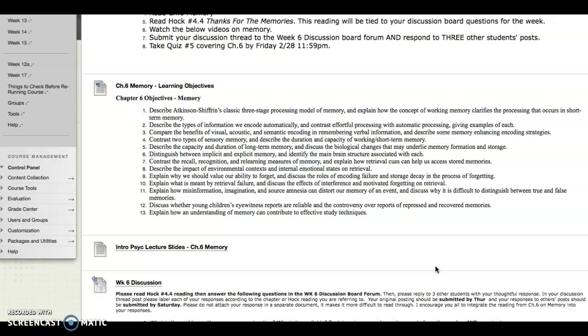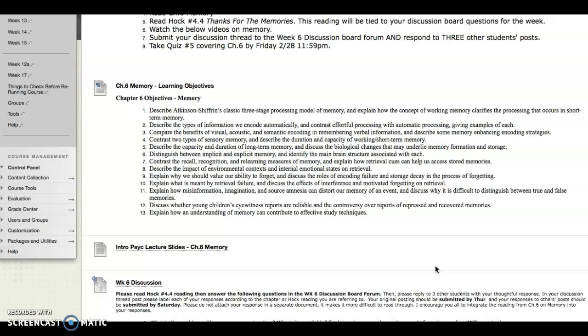It's also what relays right into short-term or working memory. So we'll sort of look at the structure of what working memory looks like, as well as how we transfer memories over from short-term to long-term memory, what that capacity and duration is like, as well as the biological changes that can underlie memory formation and the storage of memories.